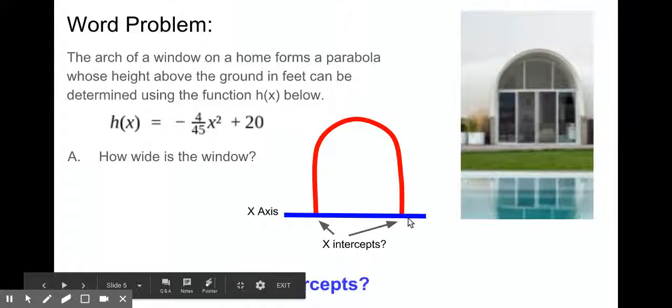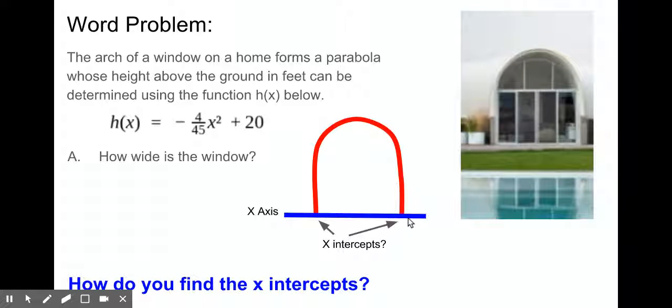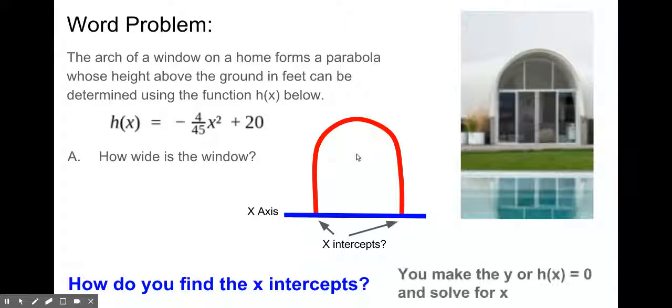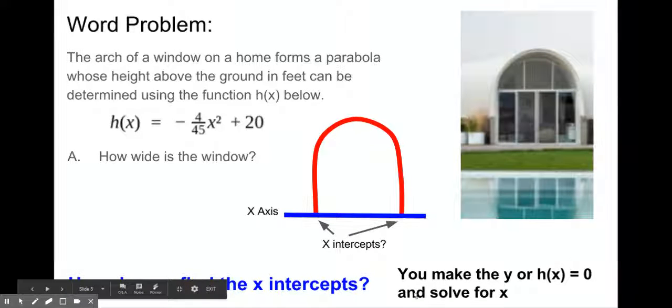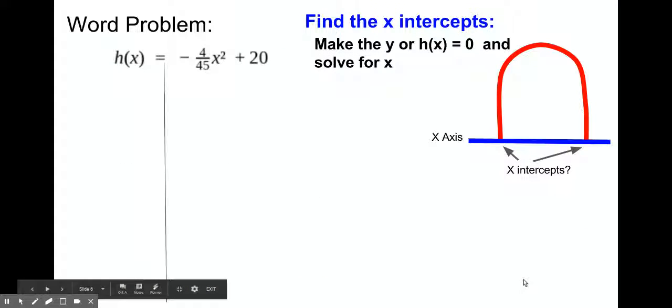So, how do you find the x-intercepts again? How do you find the x-intercepts of these polynomials? Do you remember from our last lessons? You make the y, or the h of x, same difference, same thing. You make that piece equal to 0, and then you solve for x. Hopefully you remember doing this. Let's go ahead and do it with this problem.